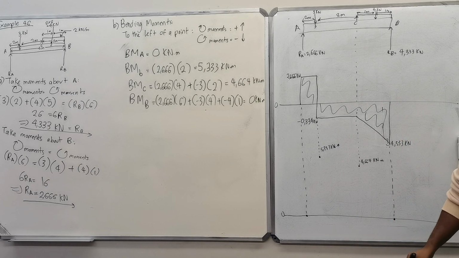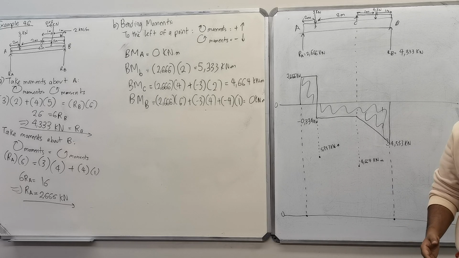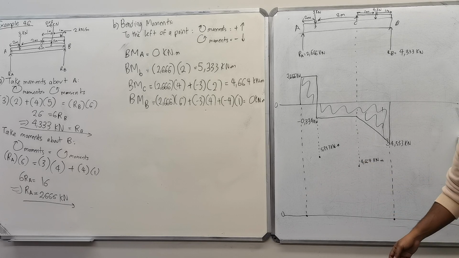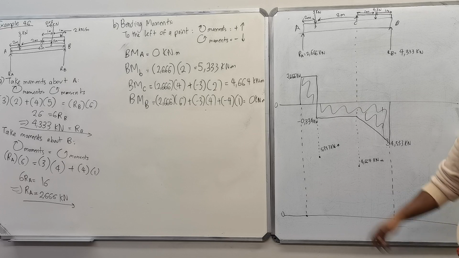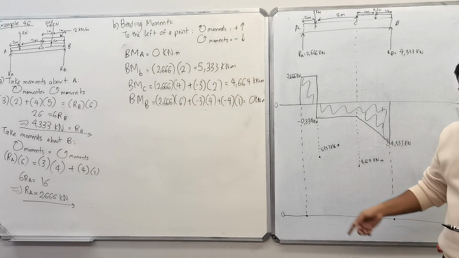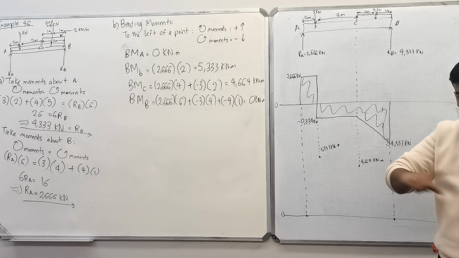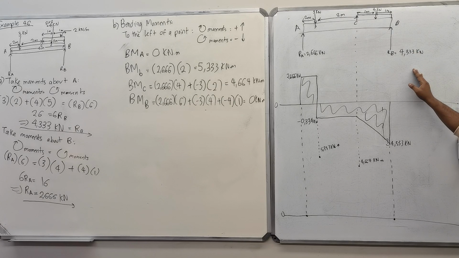Now remember, with a concentrated load on a bending moment diagram, you'll draw the line as a sloping line. Don't confuse what I'm saying with shearing force. For a shearing force diagram, a concentrated load, a point load, is a vertical line. On a bending moment diagram, a concentrated load will be shown as a sloping line. For a uniformly distributed load, it's a curve.